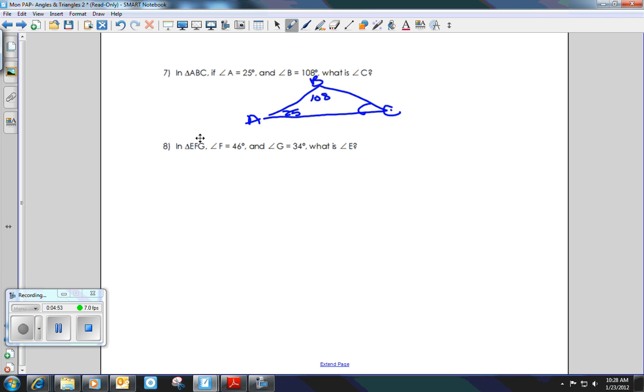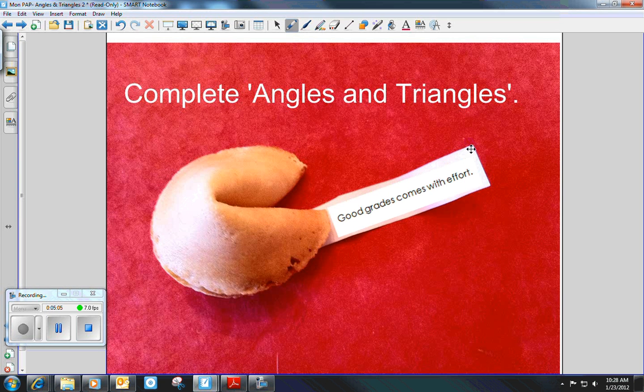Also in number 8, and remember, it has to add up to 180, so you're going to add your two angles and subtract from 180. You do that in number 8 also. This is triangle EFG. All right, so you are going to complete the assignment that you have on classifying triangles.